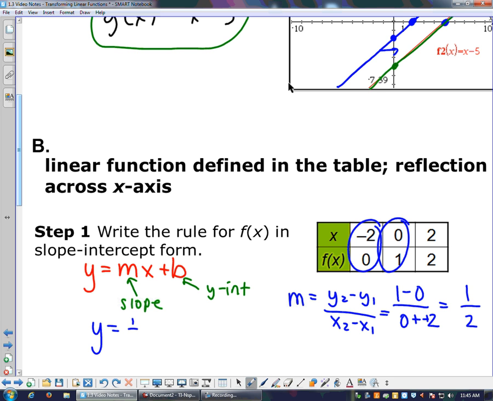So start building my equation here. To find my y-intercept value, that b, remember, a y-intercept is where it crosses the y-axis, so it's always 0 for your x comma something. So my table actually nicely has that point right in there for me, so that must be at (0, 1). So to finish off my equation here, I know my equation is 1/2 x plus 1. Now we can go on to step 2 and actually do the transformation.